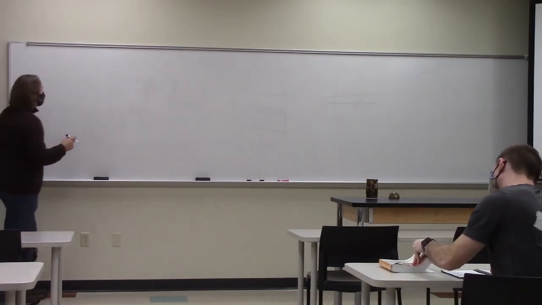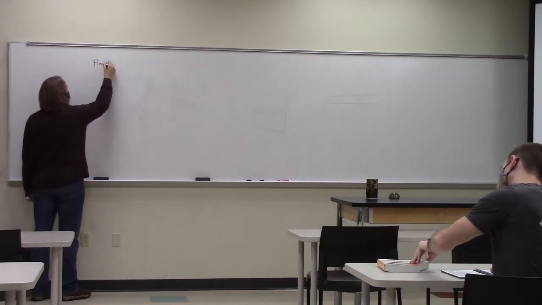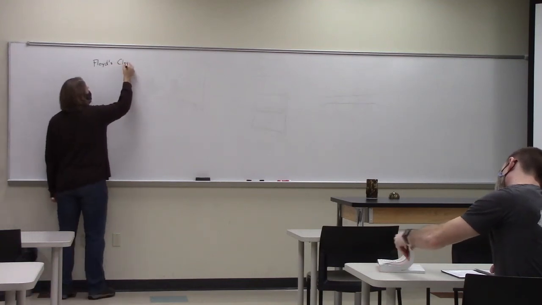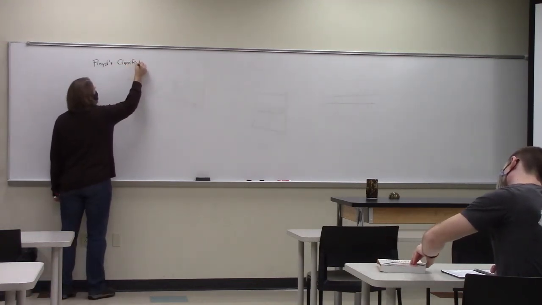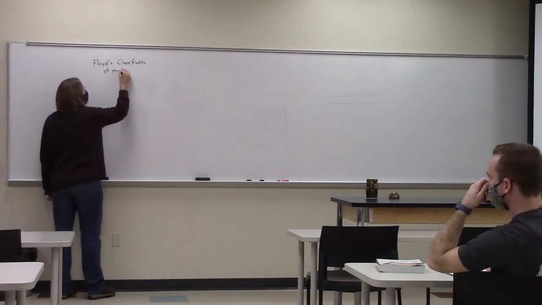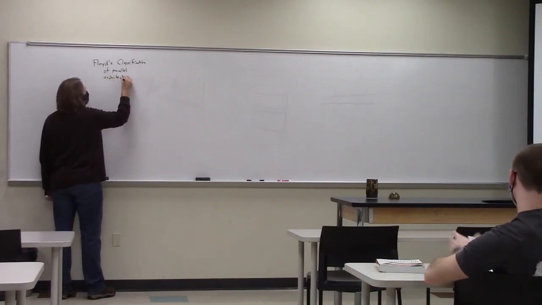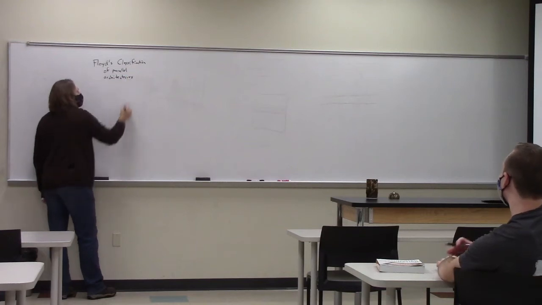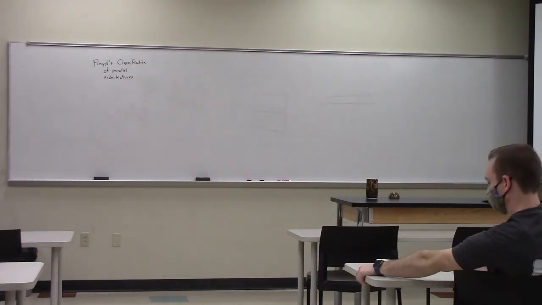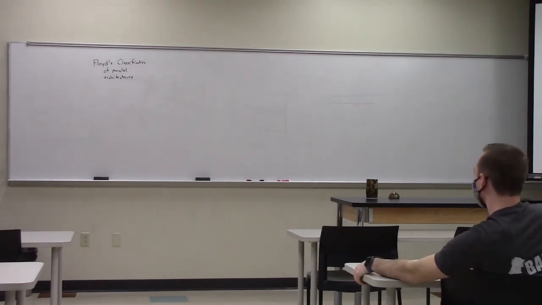What we're going to talk about today is Flynn's, I guess it might be called, classification of parallel architectures. So this is a way to think about how we're going to make the processor parallel.